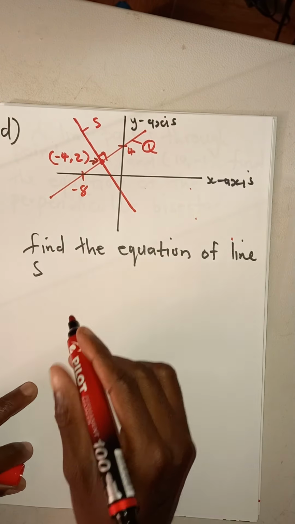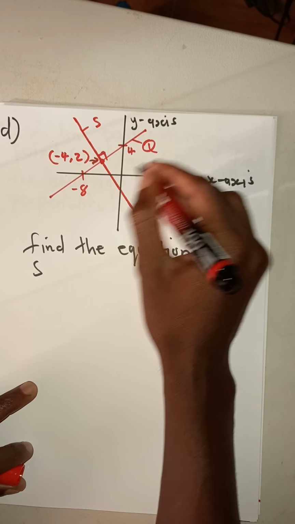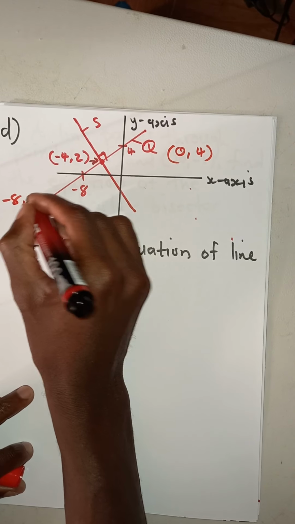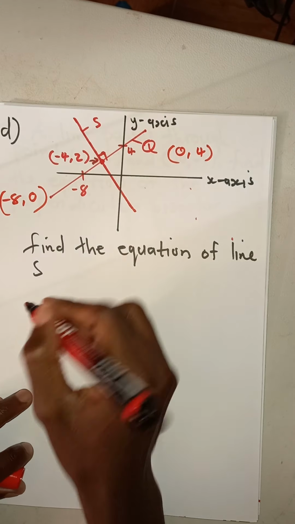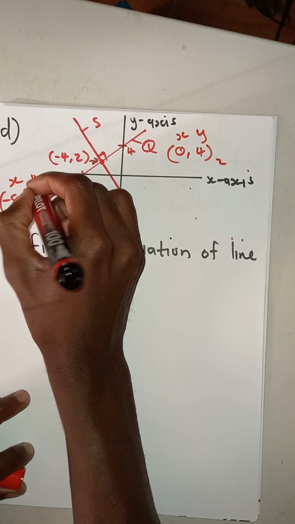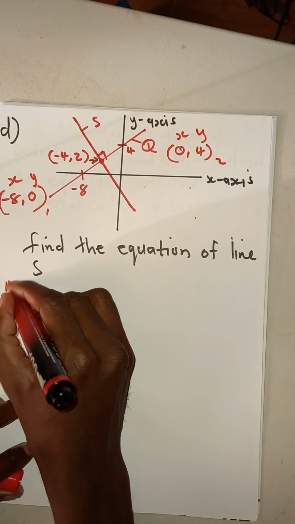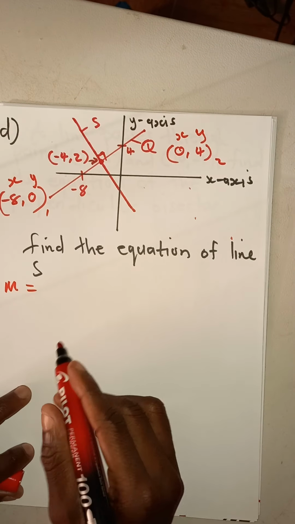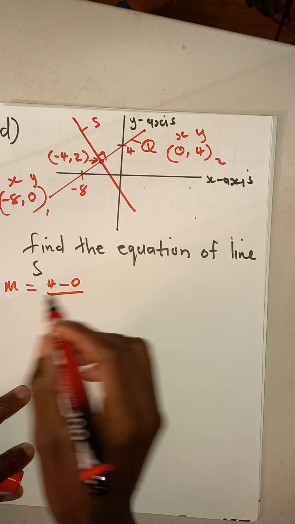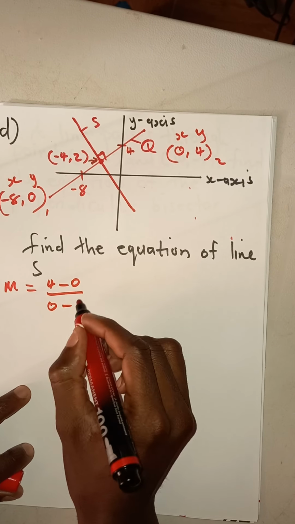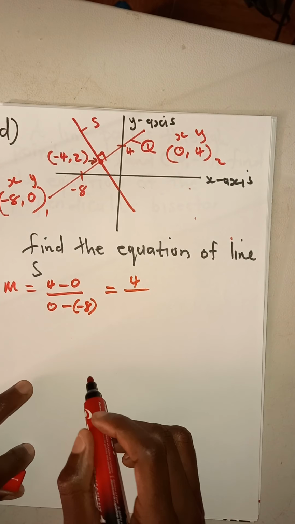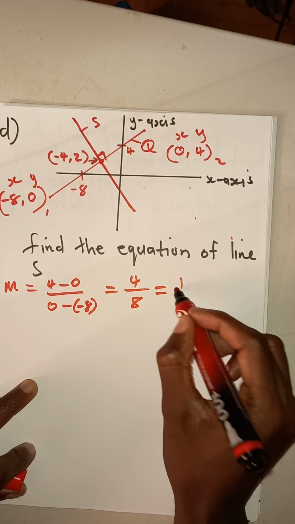So first we need to get the coordinates. The coordinate at this point is 0, 4, and the coordinate at this point is negative 8, 0. We put this one to be 2. This is x, y, x, y. So the gradient of line Q will be equal to y2, that is 4, minus 0, divided by x2, which is 0, minus negative 8. This will give us 4 over 8, which gives us half.